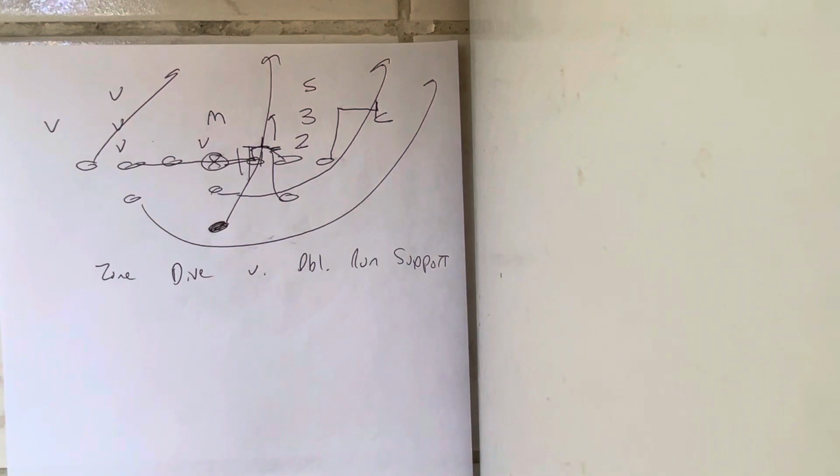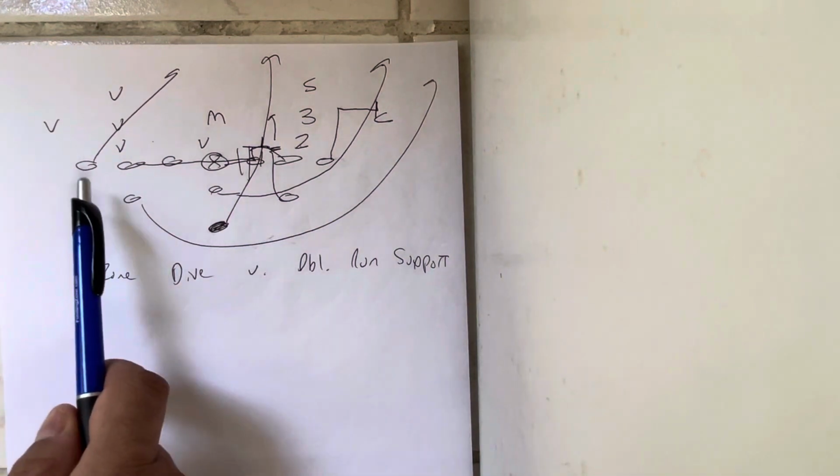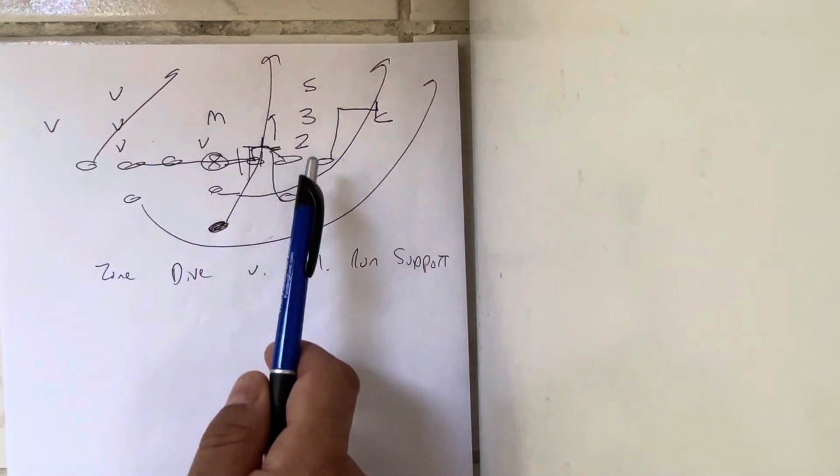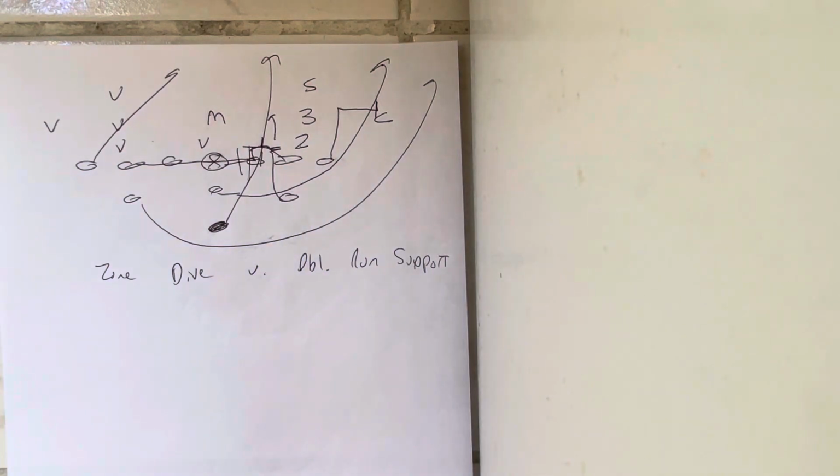And if you really want to screw them up, go heavy, and you'll put the receiver here, you'll bring the tackle over, split the receiver out wide. Now see how they adjust to it. So zone dive versus double run support's the way to go.